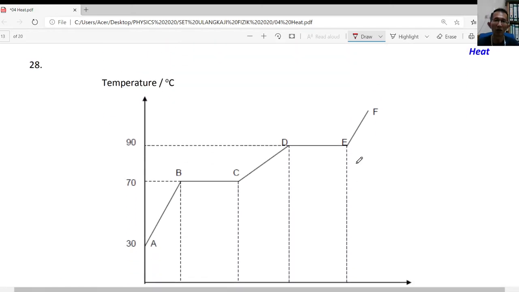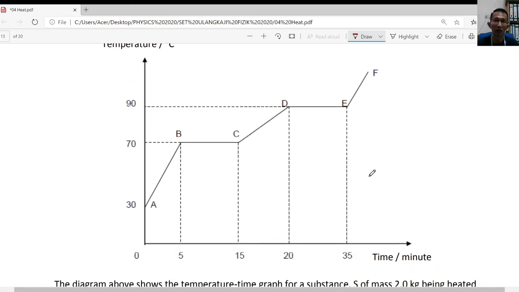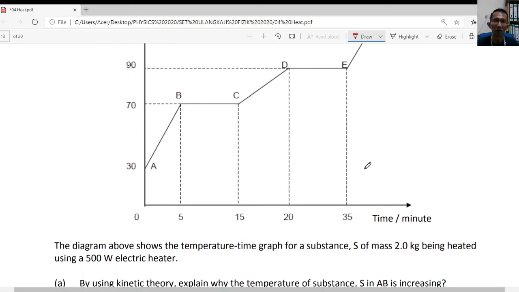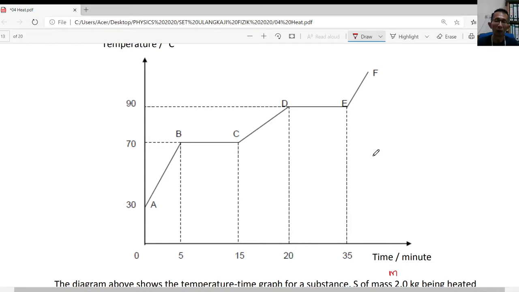Now you are given a graph of temperature against time. The diagram above shows the temperature-time graph for a substance S of mass 2 kg being heated using a 500 watt electric heater. From the question, I know that my mass is 2 kg, and I'm using an electric heater whereby the power is 500 watt. Before we proceed to the question, let's analyze this graph first.